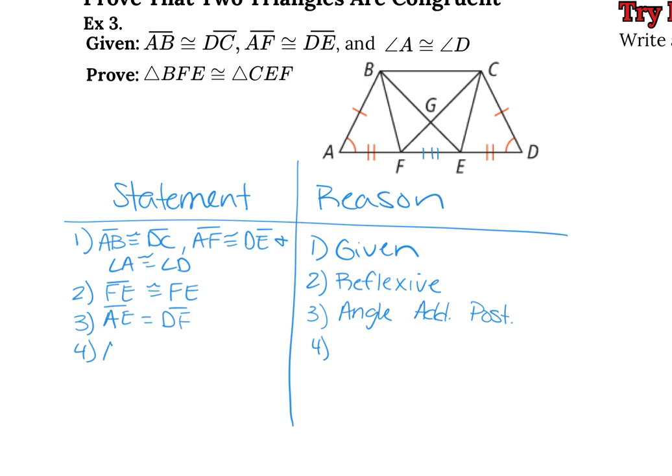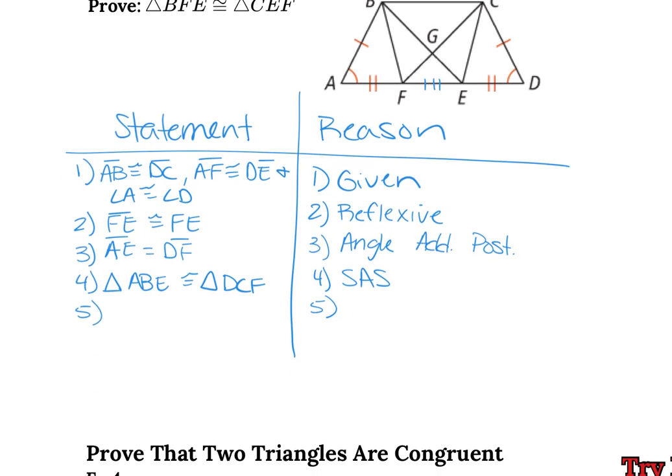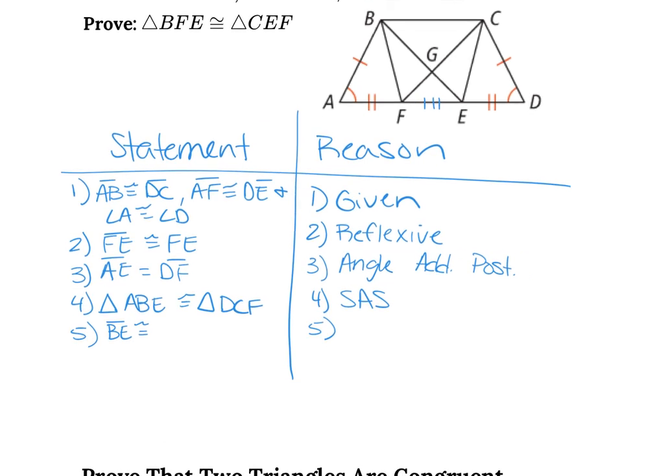I can prove my triangle ABE is congruent to triangle DCF because I have a side, an angle, and a side. I can prove that BE is congruent to CF.